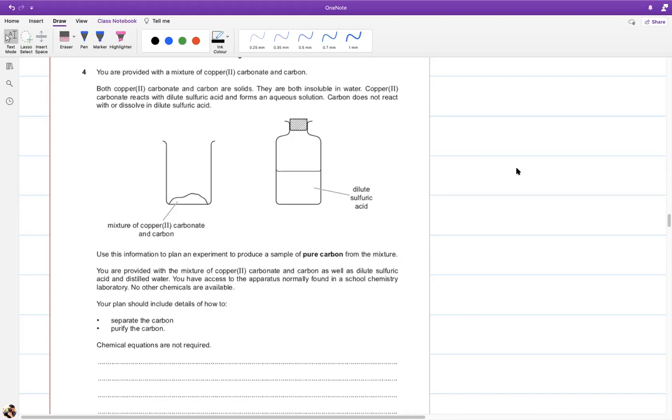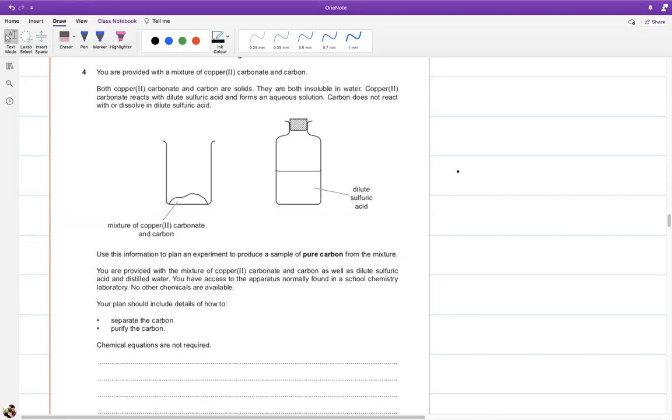Why would it be colored? So transition metal. Yes, it has a transition metal in it, which is why it will be a colored salt. Okay. They're saying that copper 2 carbonate reacts with sulfuric acid. That means it is a basic solution, at least. Basic salt. It could be amphoteric, but at least it's basic.